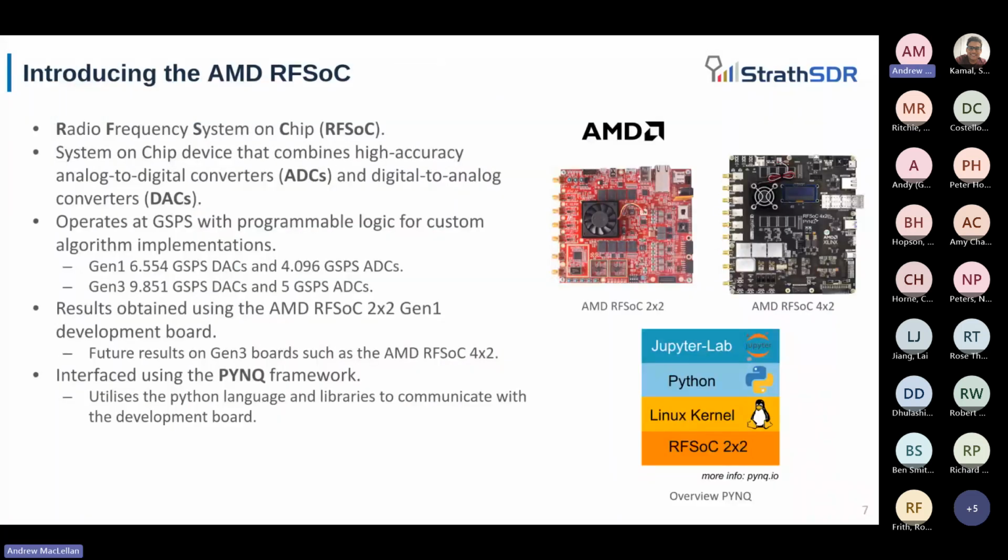So I'm going to introduce the AMD RFSoC, which stands for Radio Frequency System on Chip. It's the next family after the MPSoCs from AMD, which are system on chip devices that combine high accuracy ADCs and DACs and can operate at many gigasamples per second and include programmable logic, so you can implement your own custom algorithms.